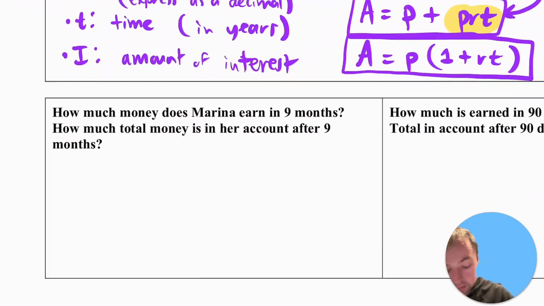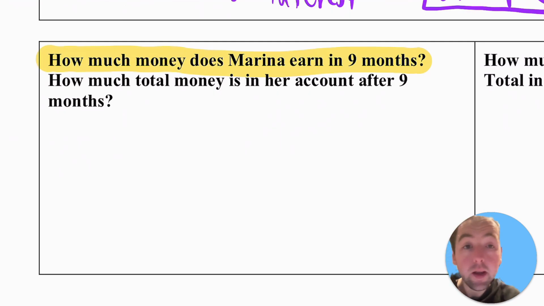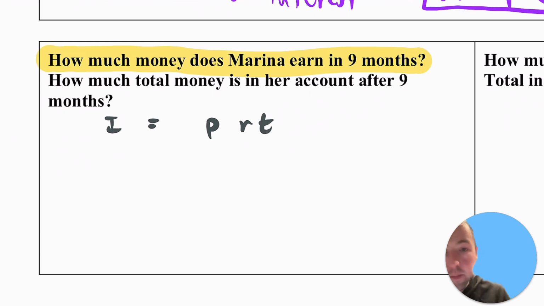So we're going to start with this first scenario right here. We're going to use the same scenario with Marina to determine how much money she earns in 9 months' time, which would be the amount of interest. If we know that she's earning simple interest, we can ground ourselves in the identity: interest equals principal times rate times time, right?